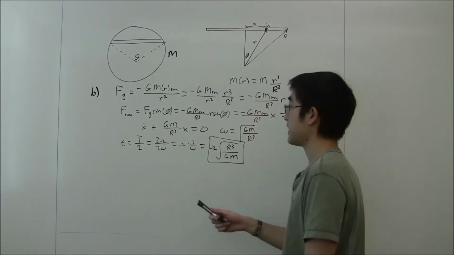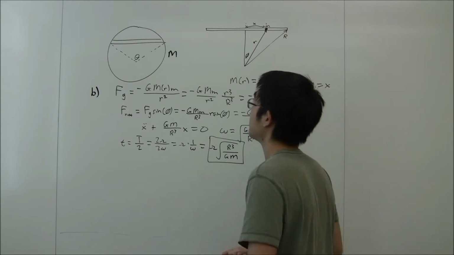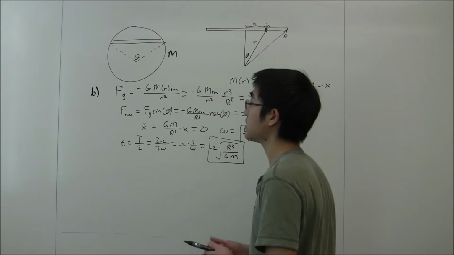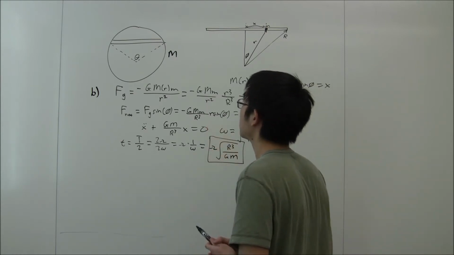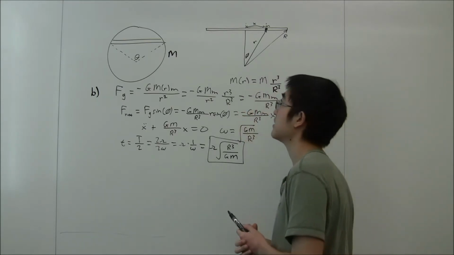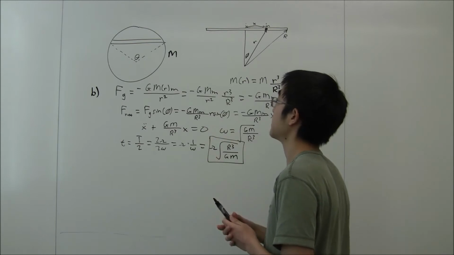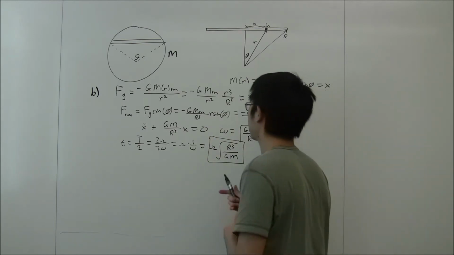Now notice that our final answer does not depend on theta, which means that the time it takes for the astronaut to travel through the tunnel does not depend on where the tunnel is placed. So it'll take the same amount of time for the astronaut to travel through this tunnel as it will take for the astronaut to travel through a tunnel that goes through the center of the asteroid.